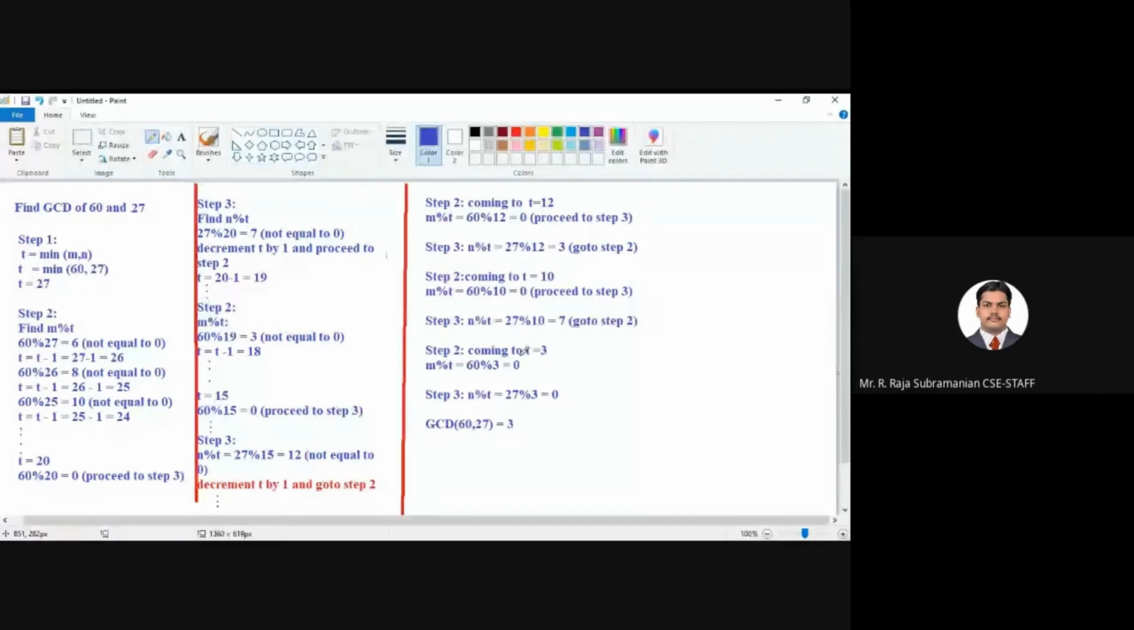Why? Because for smaller numbers, I cannot invest my stack. I cannot invest my memory unnecessarily. Right? So I will go for this consecutive integer checking. Right? So far, so good. Yes, sir.